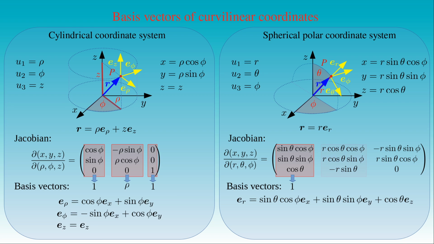The second column vector of the Jacobian determines the basis vector e_theta, where the length of the column vector is r. If we divide its components by r, we obtain the components of the basis vector e_theta.